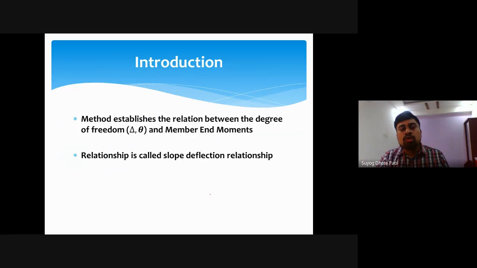The method establishes the relation between the degrees of freedom, that is displacement and rotation, and the member end moments. So this is a method which establishes a relation between the degrees of freedom for a particular support or joint, and the member end forces or member end moments for that particular member.